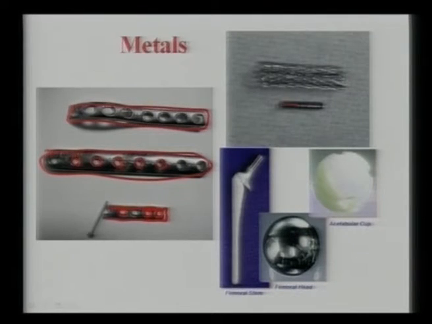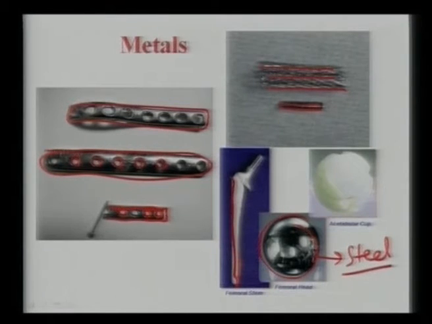Similarly, you can see here typical screws made of stainless steel that you can use. You can use a steel ball as a femoral head also, but typically ceramic balls are preferred. Why? Because ceramic balls have longer durability. And this is the acetabular cup. This is the total femoral stem, which is typically made of either stainless steel or titanium.